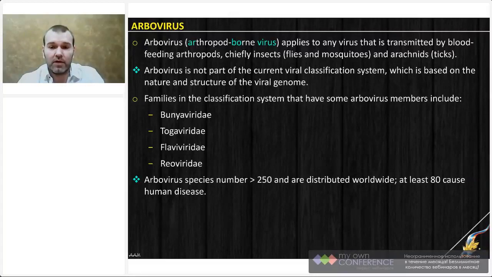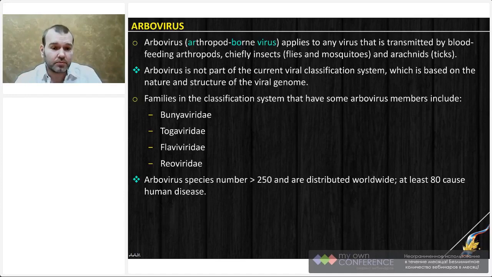The next group of viruses we need to discuss is arboviruses. And actually, if you take a look at taxonomic classification, you will not find that group because it is a collective term which refers to arthropod-borne viruses, arboviruses. That group combines a lot of different pathogens which are transmitted through blood-sucking insects.